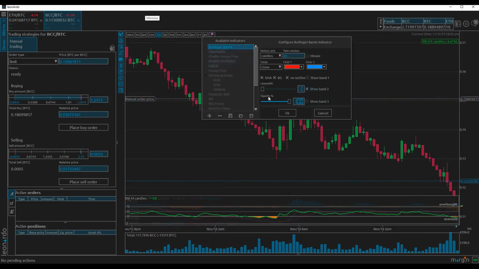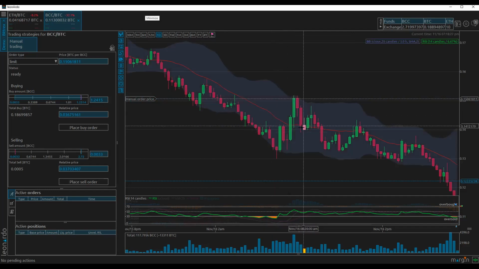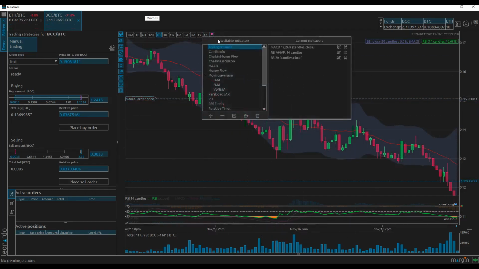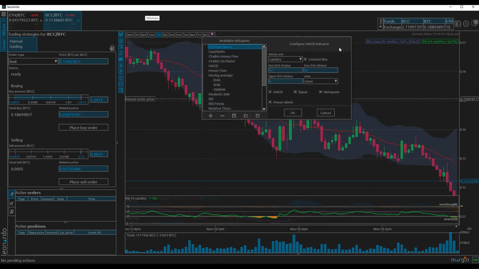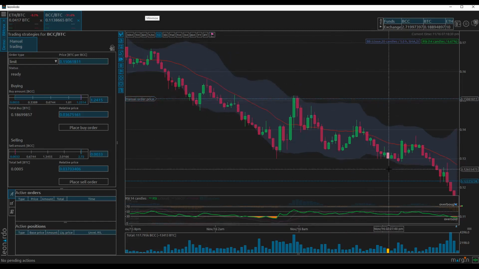So you just double click and then you can change the parameters here. After that, if you want, you can come back and change the preferences and change the settings if you wish. So this is what you got.